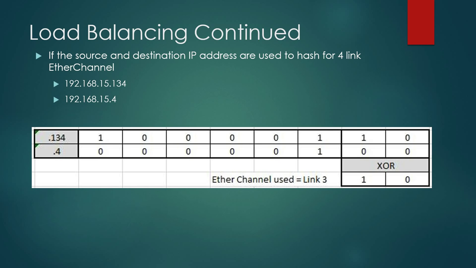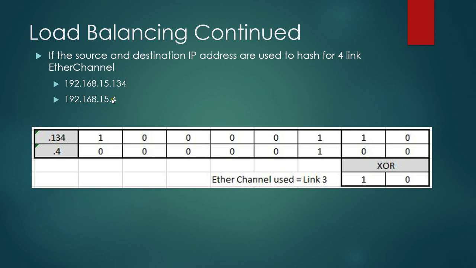Let's go ahead and work through a hash here. What I have is a source and destination IP address, which might be what you would expect for a layer 3 switch to use by default. We're going to apply this as if we were using a 4-link Ether channel. And the two addresses we're going to use are 192.168.15.134 and .4. Either can be the source or destination. It really wouldn't matter in this case.